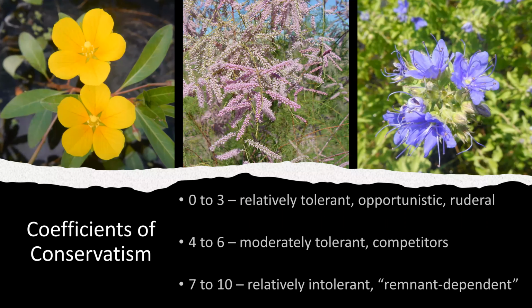So lower values indicate species that are relatively tolerant, those that are weedy, opportunistic invaders. And then higher numbers are assigned to species that are generally intolerant of any kind of human disturbance. So these perish very quickly when there is human disturbance. And it's not a rarity index, though sometimes some people do think of it that way, because often rare species are assigned higher values, though that's not always the case.